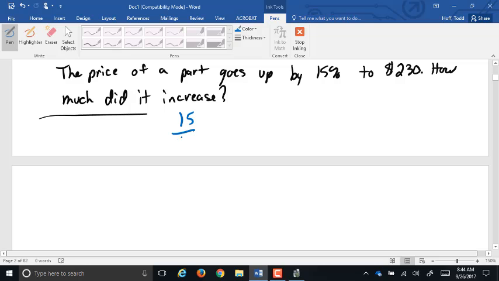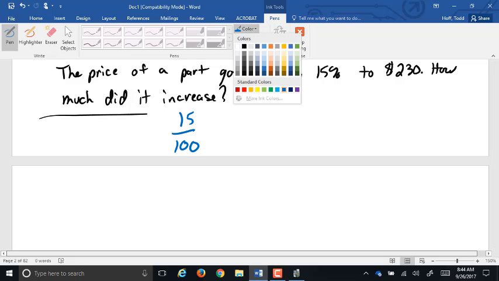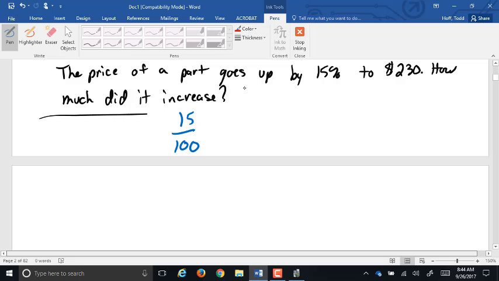So we've got the 15% is 15 out of 100. What does the 15 represent here? Oh, it is the increase, right? That's how much it increased. The 100 represents the original price, the price before the increase.